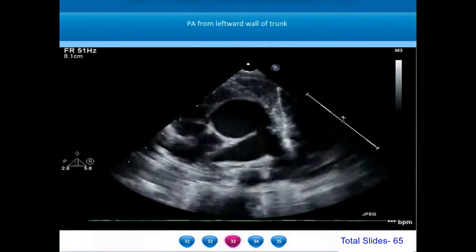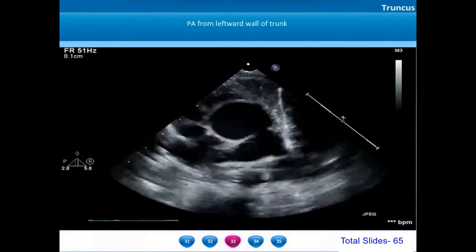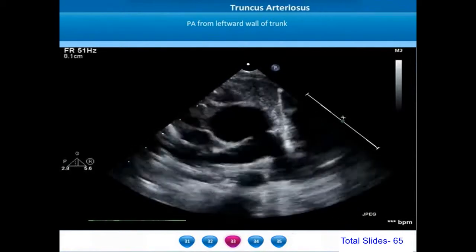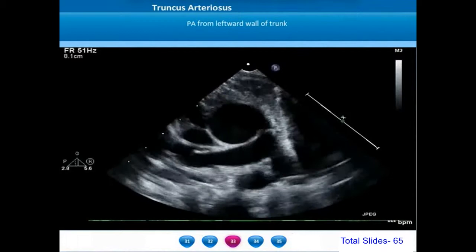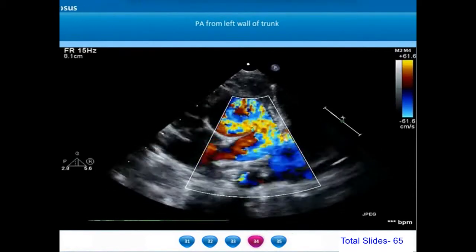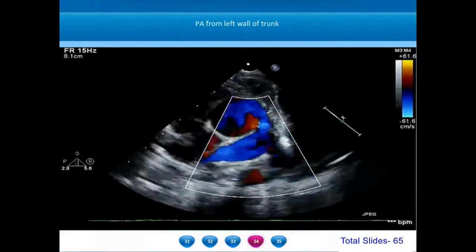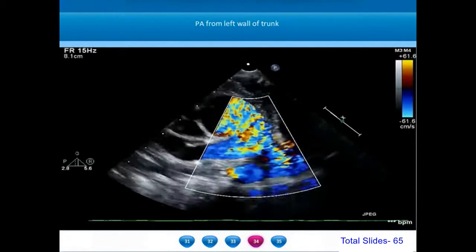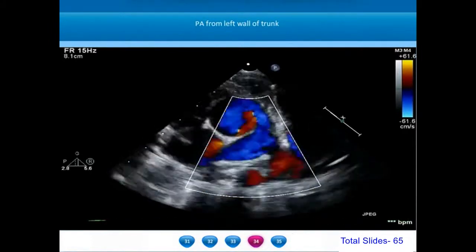Main pulmonary artery can also arise from the leftward wall of the truncus. In this example, we can find that the main pulmonary artery is arising from the left lateral wall of the truncus. On a color flow Doppler interrogation, we can appreciate the main pulmonary artery arising from the left wall of the trunk and bifurcating into right and left pulmonary arteries.